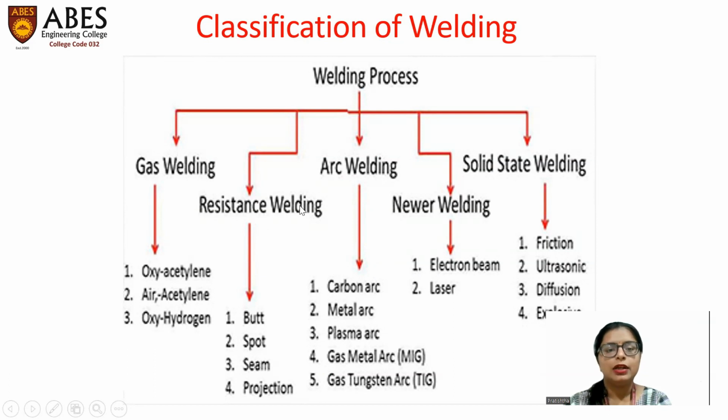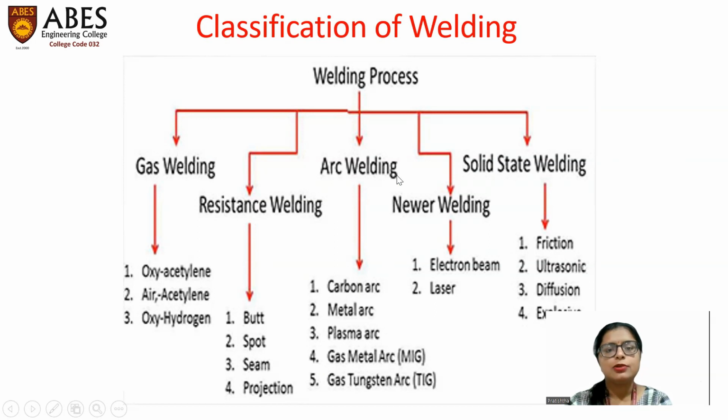The second category of welding is resistance welding. In this, electrical resistance is used to produce the heat, and with the help of that heat, the melting of the base metal takes place, and further on the joining takes place. So resistance welding comprises butt resistance welding, spot resistance, seam resistance, and projection resistance welding.